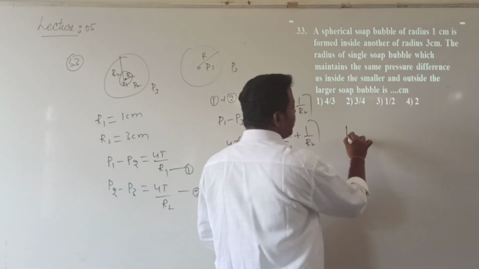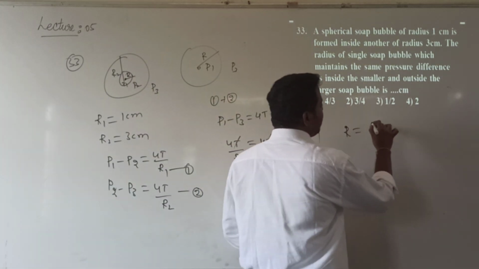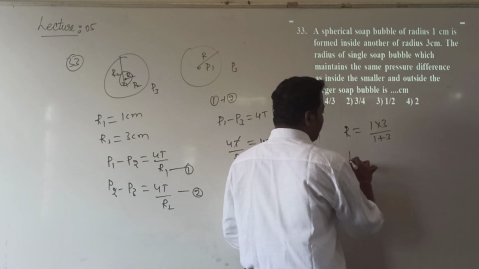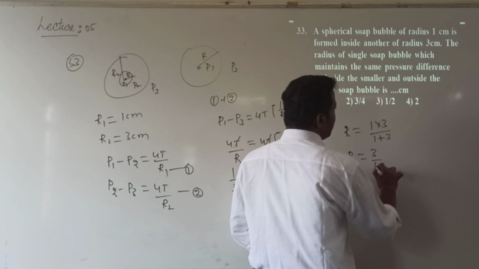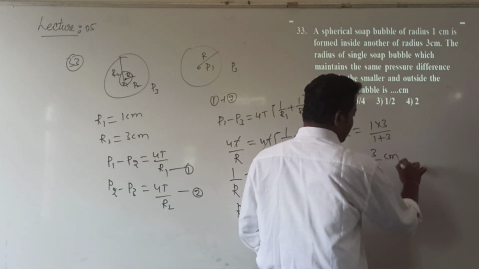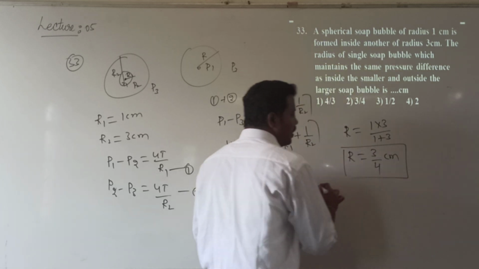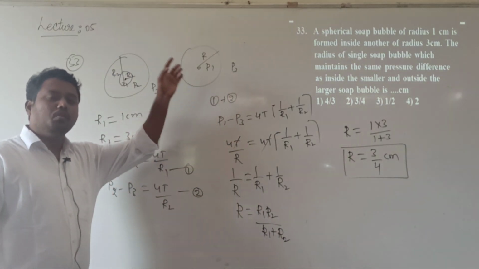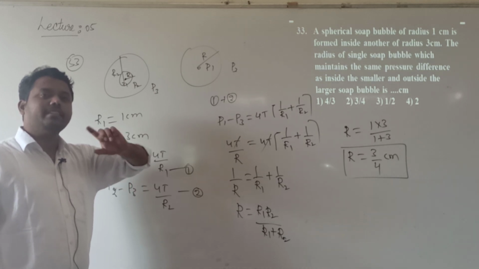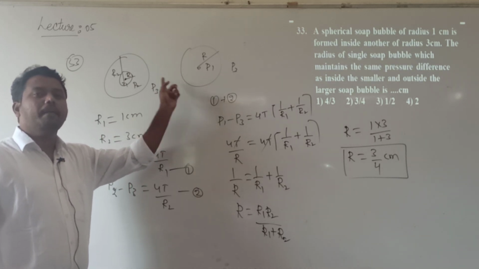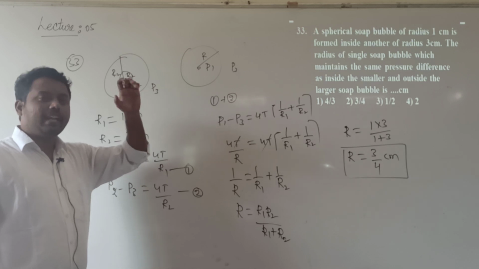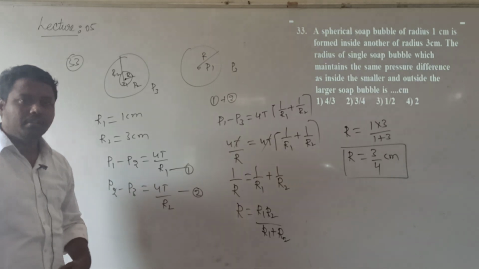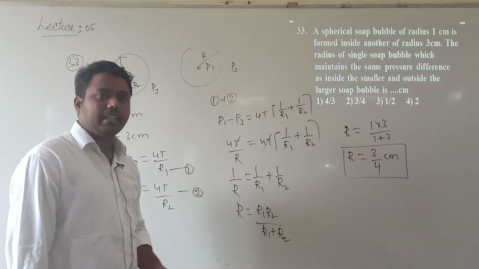Now what I will get: R is equal to R1 into R2 by R1 plus R2, with R1 value 1 and R2 value 3, so 1 into 3 by 1 plus 3, which is equal to 3 by 4 centimeters. Question understood? So what is R? R is the radius of another soap bubble whose excess pressure is exactly equal to the pressure difference between the inner side of the smaller bubble and the outer side of the bigger bubble. So this is question number 33.